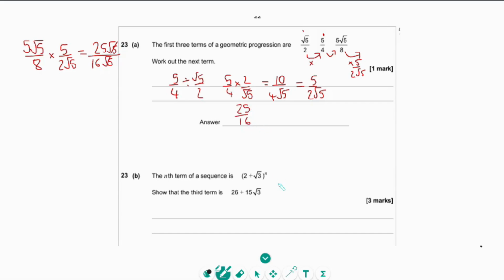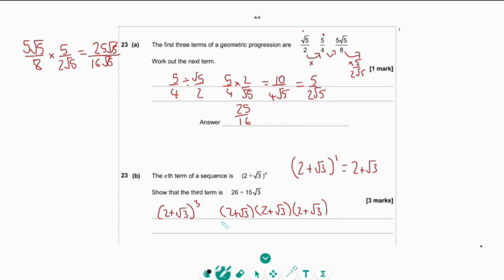The nth term of a sequence is 2 plus root 3 to the power n. Show that the third term is 26 plus 15 root 3. So your first term in the sequence is just 2 plus root 3 to the power 1, so 2 plus root 3. Your second term is 2 plus root 3 squared, and your third term would be 2 plus root 3 cubed, which is 2 plus root 3 times 2 plus root 3 times 2 plus root 3.